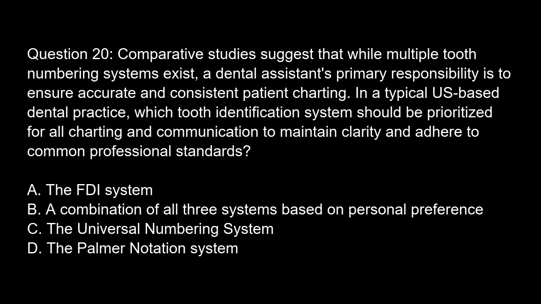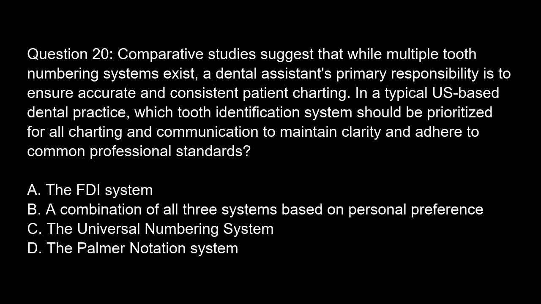Question 20. Comparative studies suggest that while multiple tooth numbering systems exist, a dental assistant's primary responsibility is to ensure accurate and consistent patient charting. In a typical U.S.-based dental practice, which tooth identification system should be prioritized for all charting and communication to maintain clarity and adhere to common professional standards?